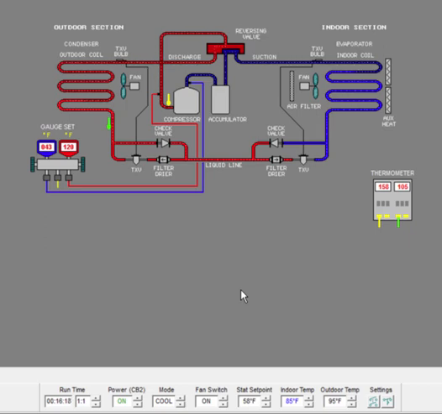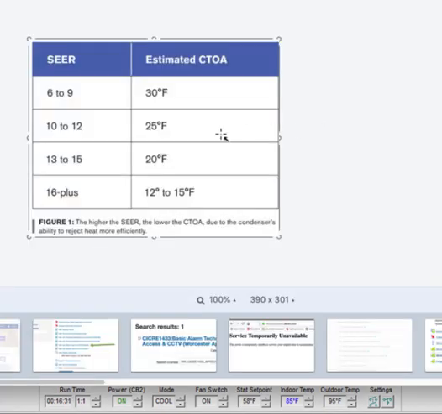So I have a 25-degree temperature split. Okay, now what should it be? Well, it depends on your SEER of your system. So I'm going to flip screens here real quick and pull in a chart we have.